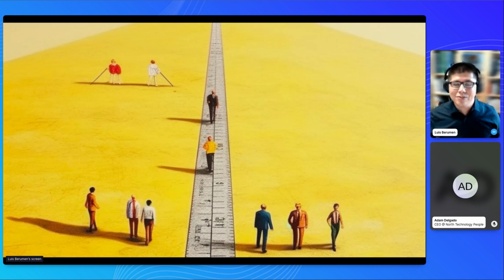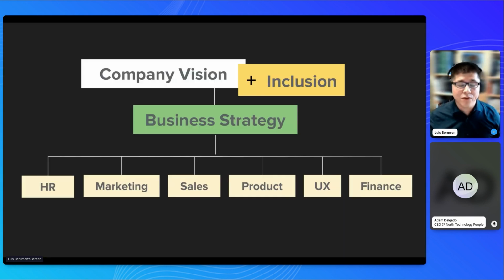So the thing is that sometimes when we are implementing inclusion, we feel that we need to make a business case for that. We need to have return on investment, return on inclusion. But as a matter of fact, there is a more important conversation that needs to happen, and it is how do we attach inclusion to the company vision?